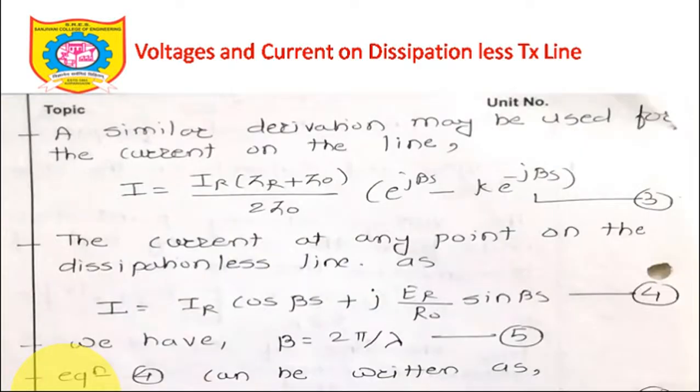Let's proceed now. The similar derivation steps can be applied for the current, and we finally get the equation for current as IR into (ZR plus Z0) divided by 2Z0, e raised to j beta s minus k e raised to minus j beta s. So here is a minus sign.